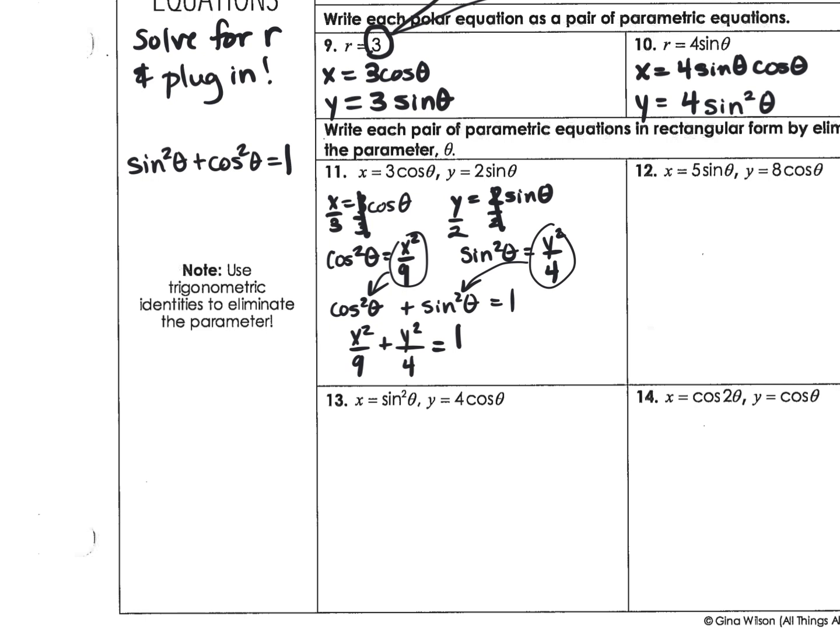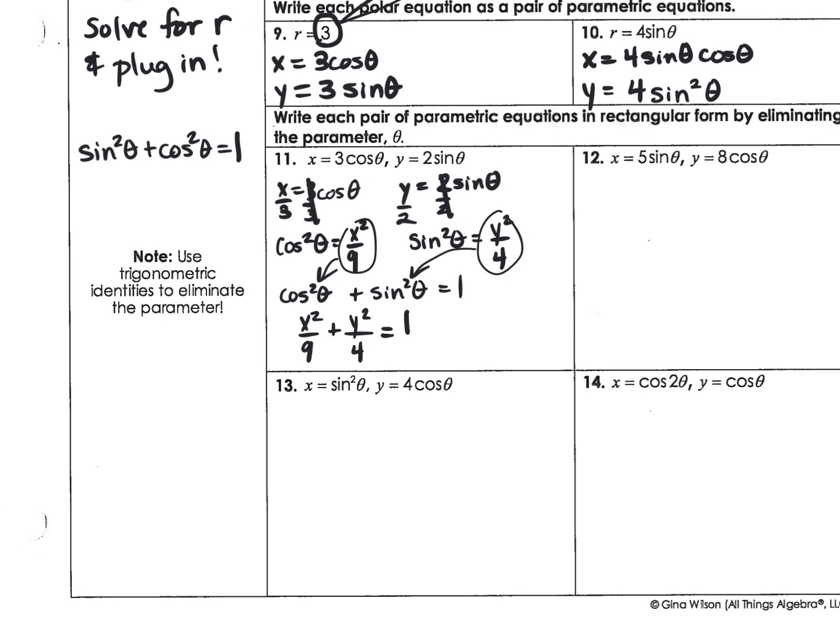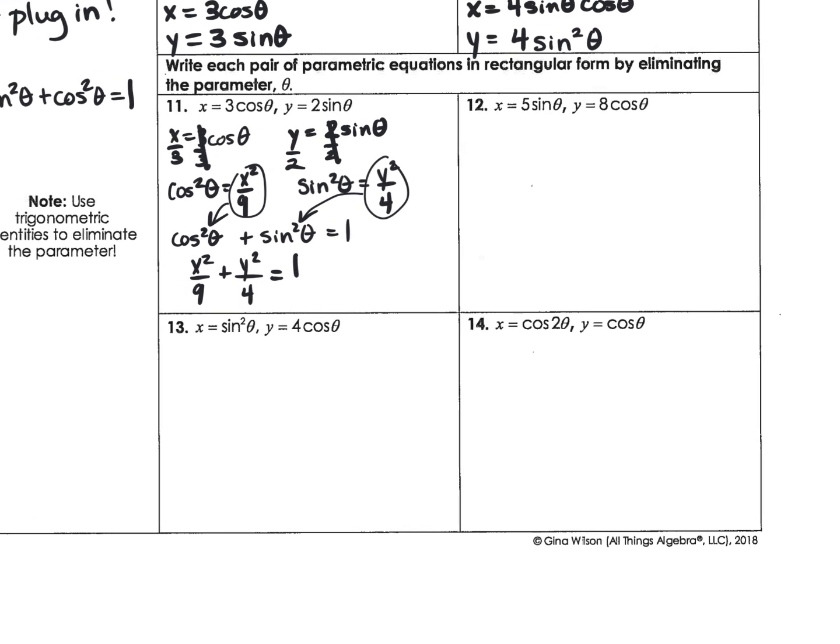Ooh, I know what that's the equation of. What is this equation of? An ellipse. If there was subtraction in between, it'd be a hyperbola. Well, it's not a circle because they're not the same underneath.